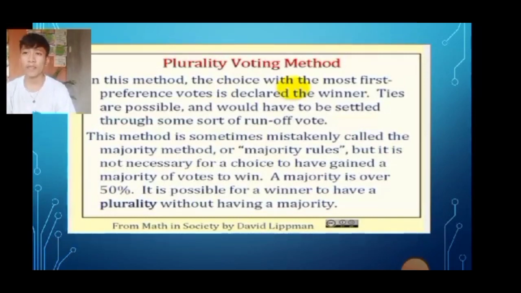So, plurality voting method. In this method, the choice with the most first preference votes is declared the winner. Ties are possible and will have to be settled through some sort of runoff vote. This method is sometimes mistakenly called the majority method or majority rules, but it is not necessary for a choice to have gained a majority of votes to win. A majority is over 50%. It is possible for a winner to have a plurality without having a majority.